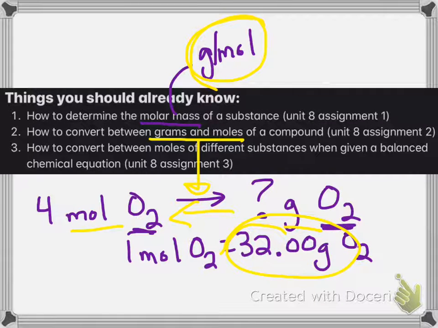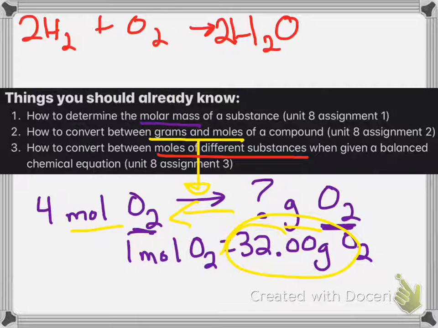And then the last thing you need to know is how to convert between moles of different substances when given a balanced chemical equation. So when given this balanced equation above, I know my mole ratio is 2 moles of H2 for every 1 mole of oxygen will produce 2 moles of water.